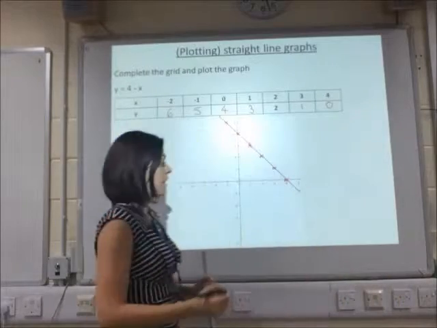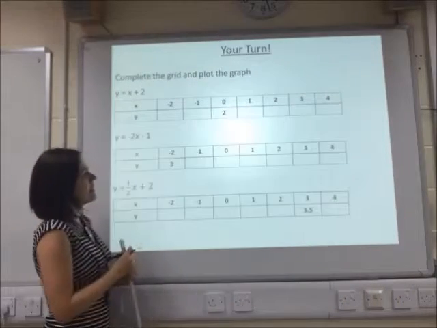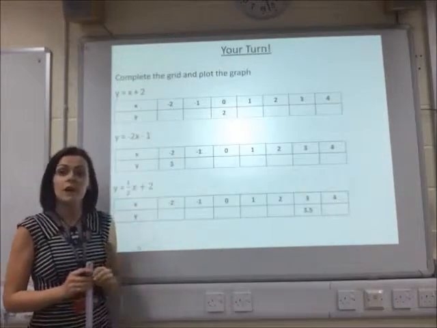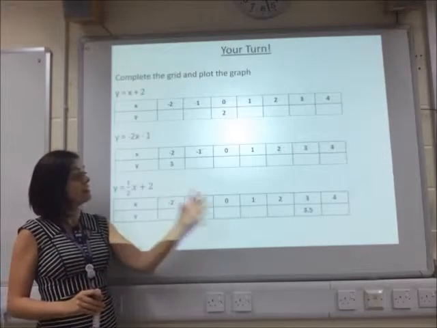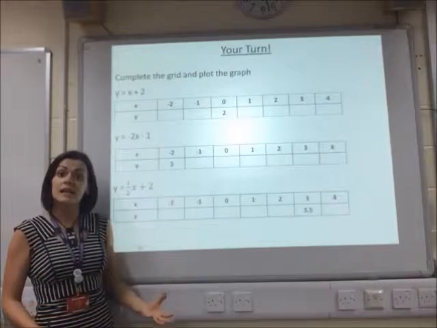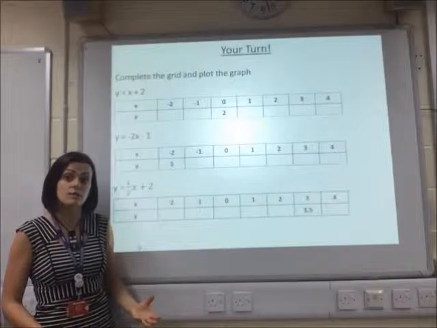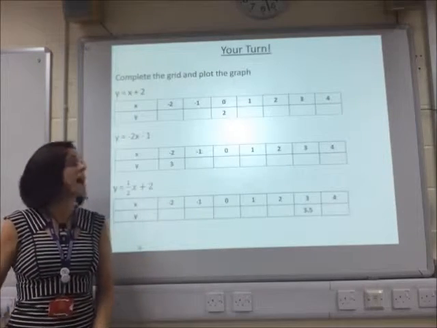And that's how you plot a straight line graph. So, having seen that, there's 3 for you to have a go at. Press pause, fill in the tables, have a go at sketching the graph on some square paper if you've got some, and when you're ready, press play again and you'll see the answers.